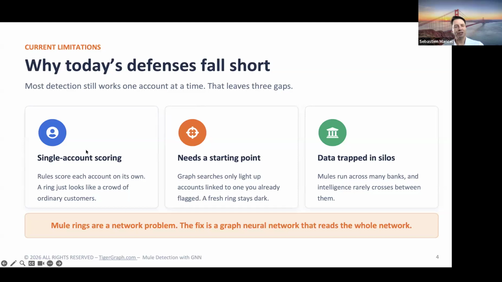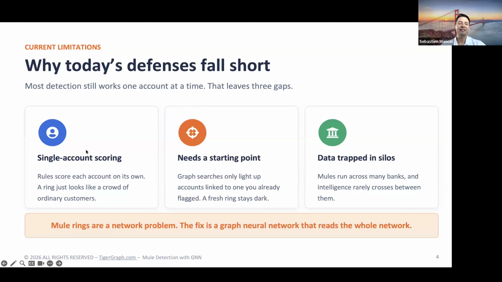So in other words, traditional graph search can help investigate known risks, but it may not always surface unknown networks. And then the third challenge is that data is trapped in silos. Mule activity often crosses accounts, institutions, devices, identities, merchants, and payment channels, and that makes it harder to see the full pattern. And this is why mule detection is fundamentally a network problem.